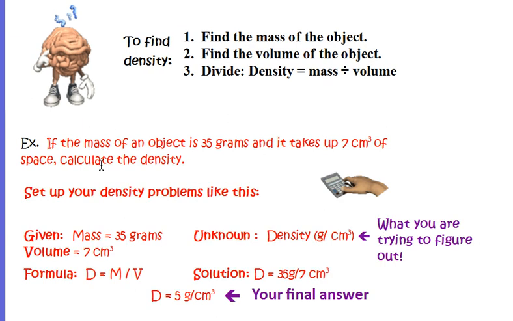So again, in the problem you're given the mass, 35 grams. You know that's the mass because it says grams right next to the number. You know the volume is 7 centimeters cubed because centimeters cubed we know is a unit of measurement for volume. Okay, your density problem, D equals M over V. D equals 35 grams divided by 7 centimeters cubed. So you divide 35 by 7, that gives you 5. Grams divided by centimeters cubed gives you grams per centimeter cubed.